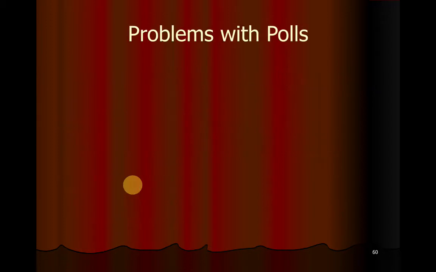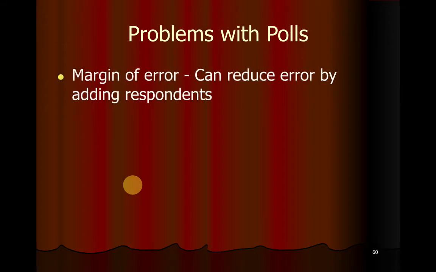Now, there's obviously problems with polls. In many of the past presidential elections, which have the most media coverage, we've certainly seen issues with polls being wrong or the margin of error being too high. The margin of error, oftentimes on straw polls or unscientific polls, can be extremely high. To reduce that, you want to add more respondents to the sample population you're studying.